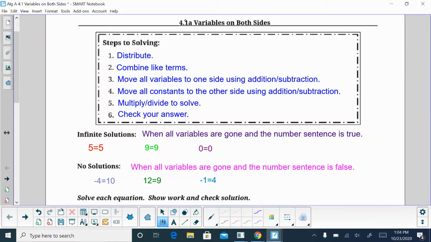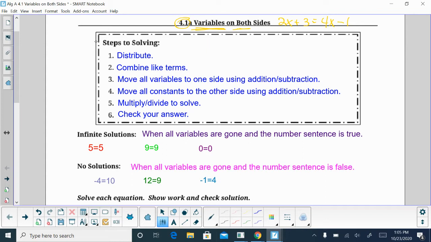Hello, we're working here today on 4.1, variables on both sides. So that's an equation where we have a letter, some symbol, a variable, something that can change eventually, on both sides of the equal sign. So say like 2x plus 3 equals 4x minus 1. Notice we have a variable x on both sides.